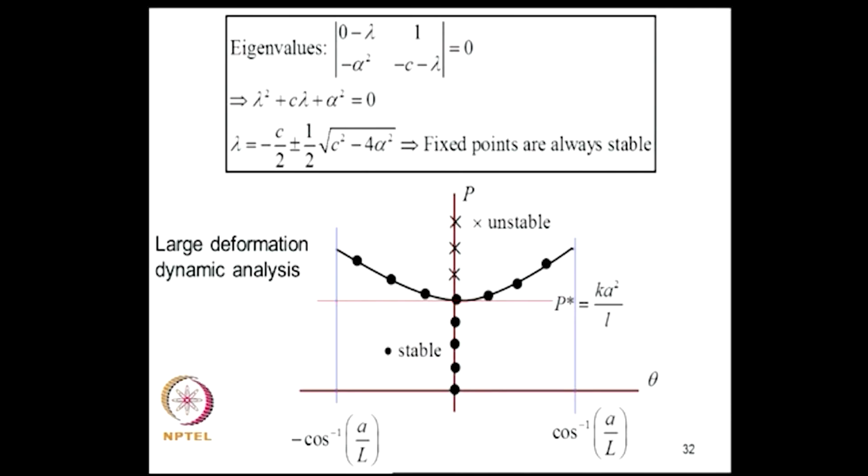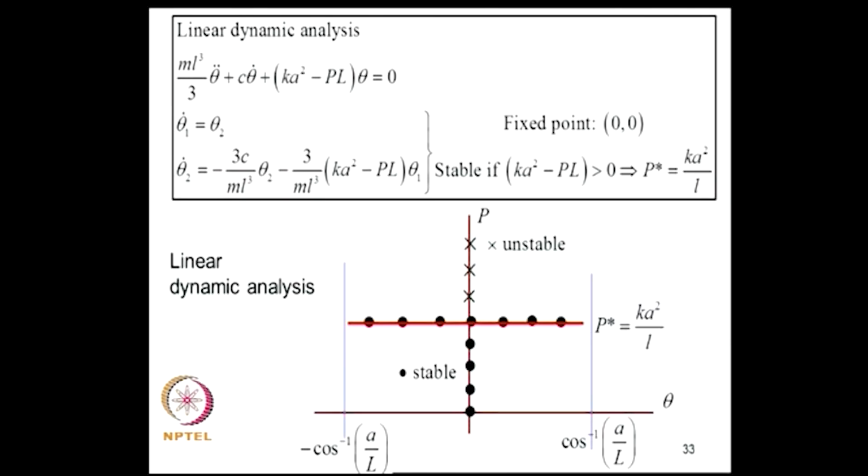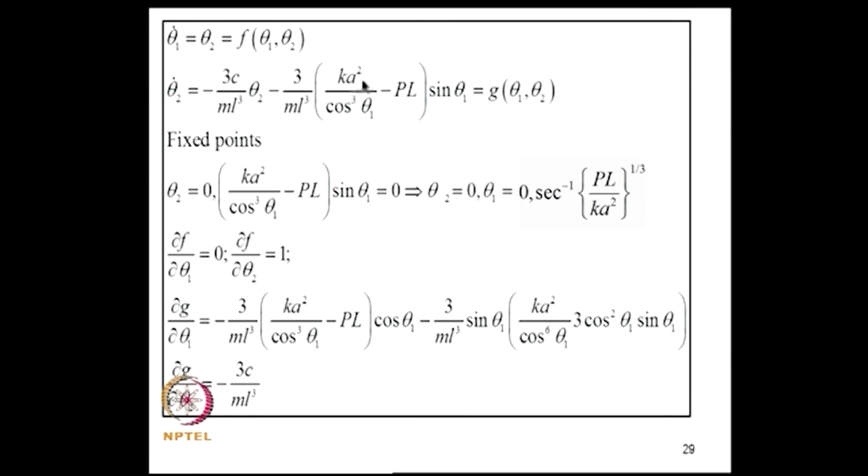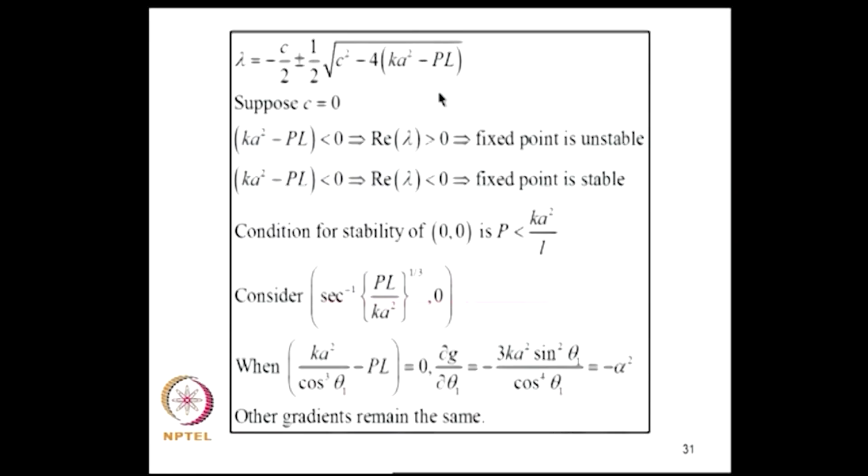Okay. Now, what we will do subsequently is we will assume small deformation and do a static analysis and see what happens, and then ask the question, what are the types of problems where we need to include dynamic effects, and what are the types of problems where we need to include large deformation effects. Okay. So, now if I were to do a linear dynamic analysis, that means after formulating the equation of motion I will linearize this term. Sin theta 1 is written as theta 1, cos cube theta 1 is written as 1, and this equation becomes linear, and I get this equation.